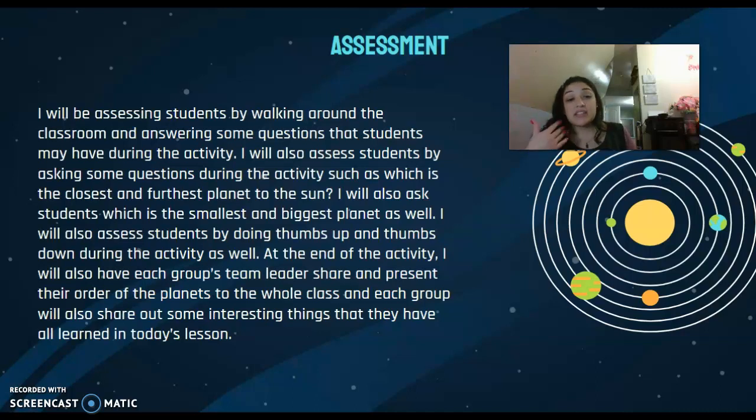And then at the end of the activity, I will also have each group's team leader share and present the order of the planets to the whole class, and each group will also share out some interesting things that they have learned during the activity.